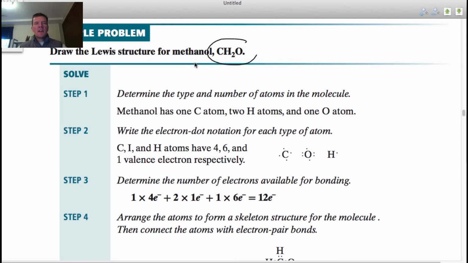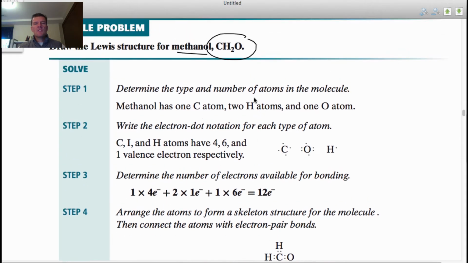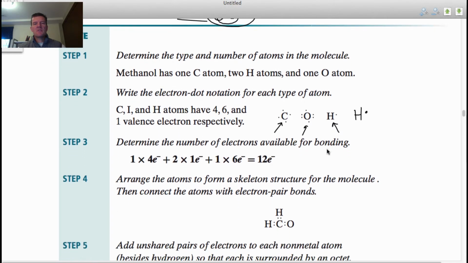Here we have a structure called methanol, CH2O. And again, we look at the individual atoms. So we have 1 carbon, has 4 valence electrons. We have two hydrogens, each have one valence electron. I'm going to just put another hydrogen here. And then we have an oxygen. An oxygen has 6 valence electrons. So each of them individually are drawn like that.